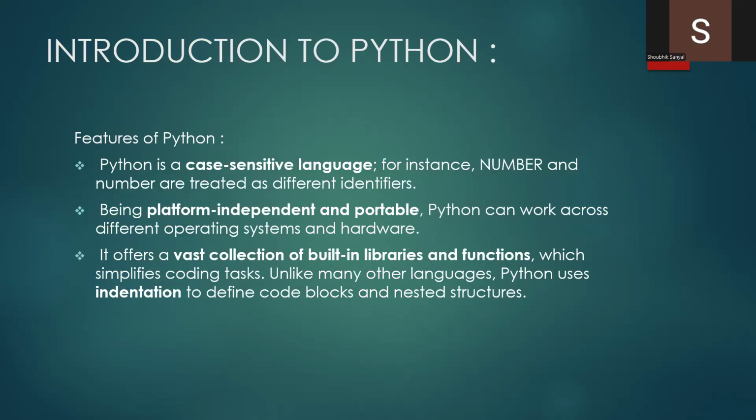Now, Python is a case-sensitive language. Let's say, if we write number with all the letters in capitals, and if we write the same word again with all the letters small, these two words should be treated as different identifiers. Obviously, the word number with all capital letters is not the same as the same word written with all small letters, since Python is a case-sensitive language.